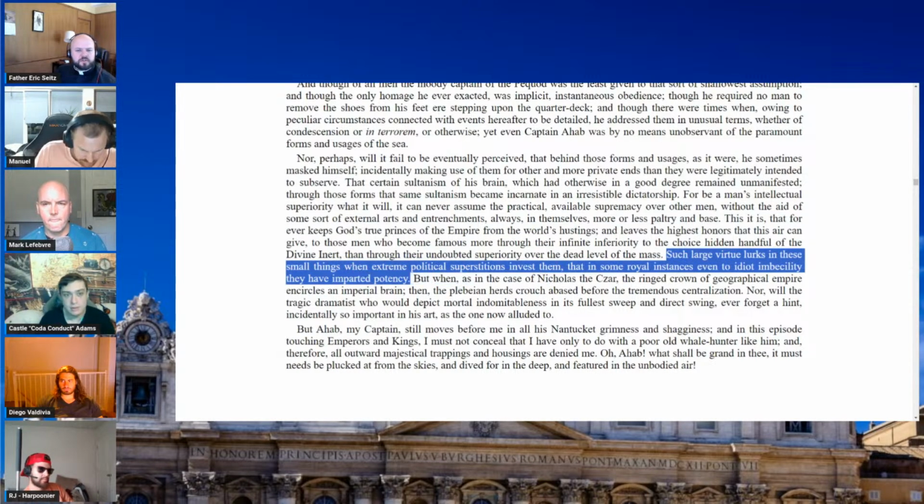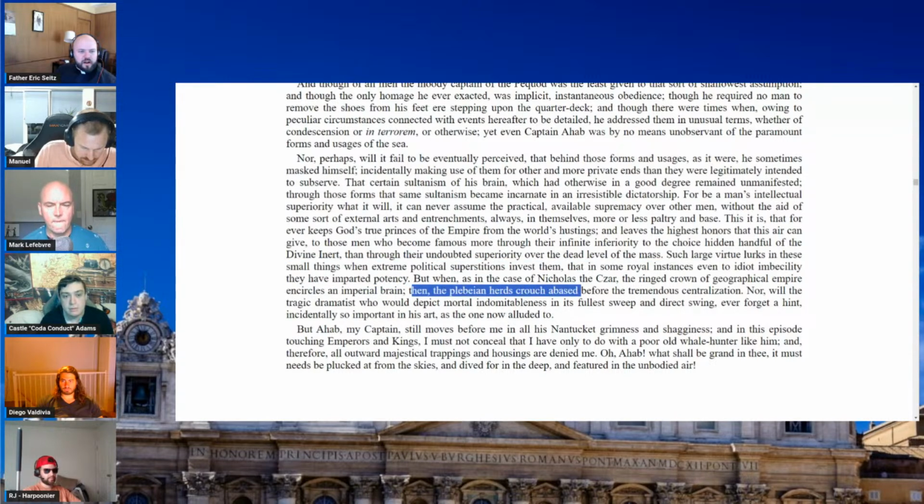So such large virtue lurks in these small things when extreme political superstitions invest them, that in some royal instances, even to idiot imbecility, they have imparted potency. Then the plebeian herds crouch abased before the tremendous centralization. I mean, I think I got some of this paragraph, but it's a real whopper. I did look this one up earlier in the week.